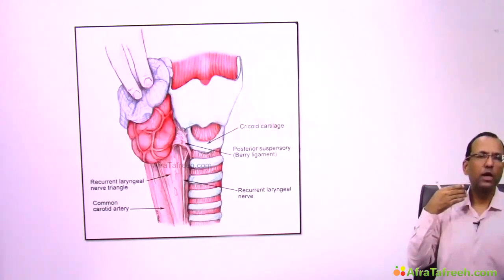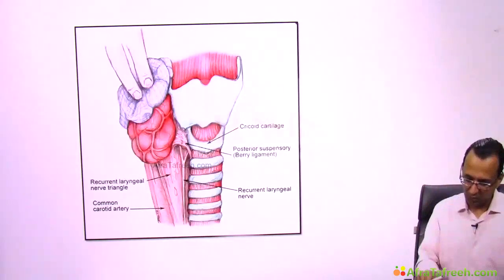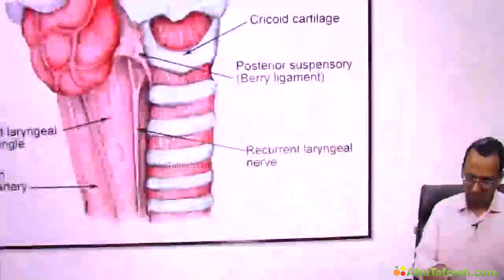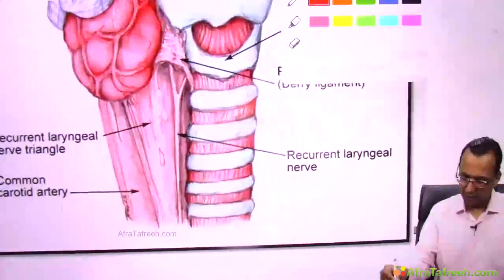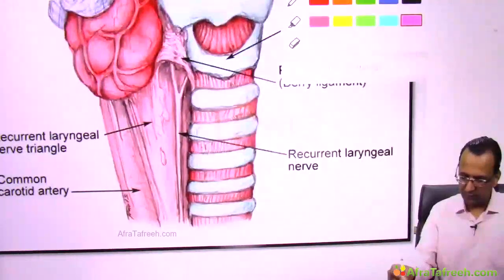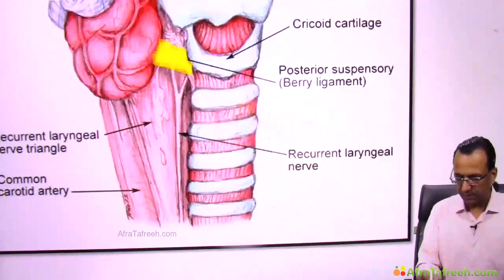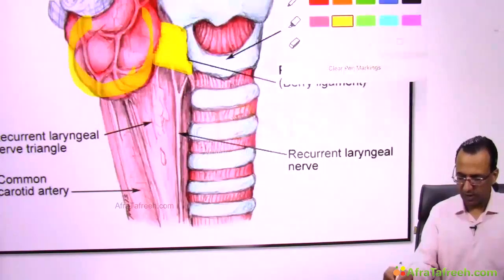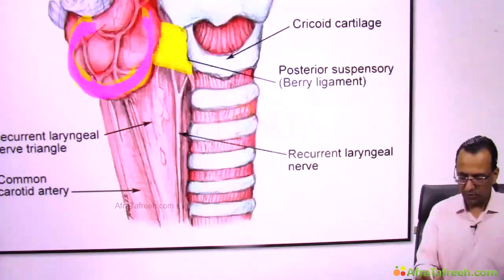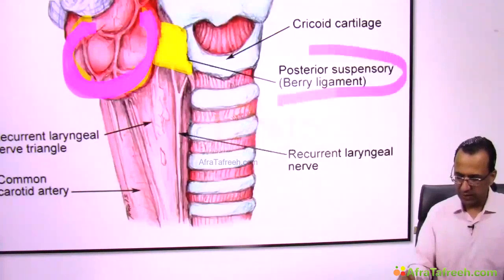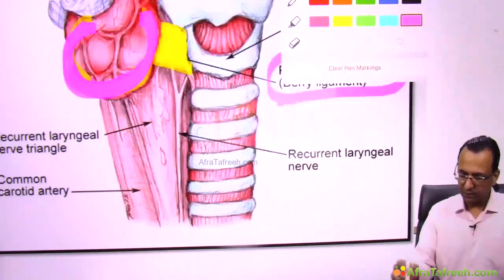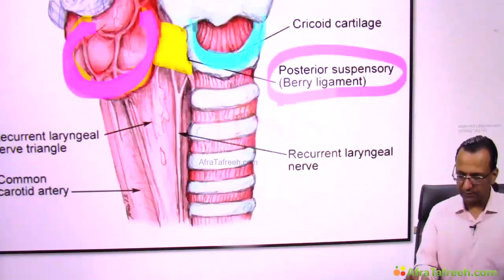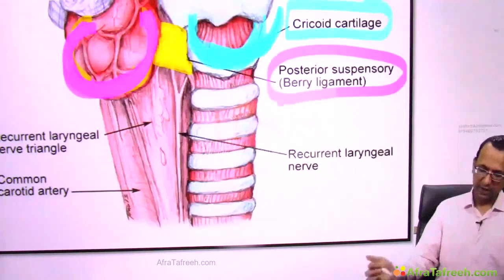Why? Because you want to see the modification of deep cervical fascia. This is the ligament of Berry attaching the thyroid gland here. So this is the thyroid gland, and that is the ligament of Berry, attaching to the cricoid cartilage of larynx.